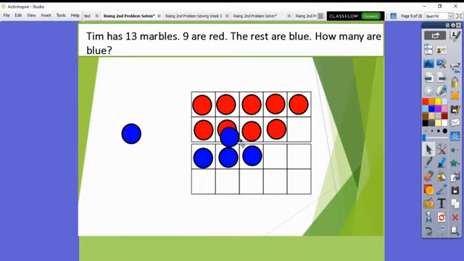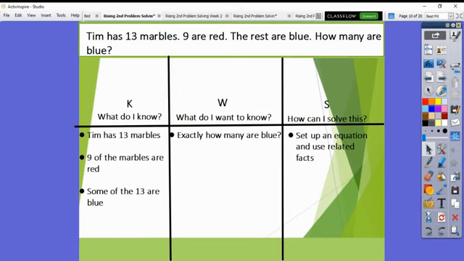So what I did is I simply just counted on. I went 10, 11, 12, 13, and I stopped at 13, and I know that those 4 must be the blue ones. So 4 of those marbles must be blue.